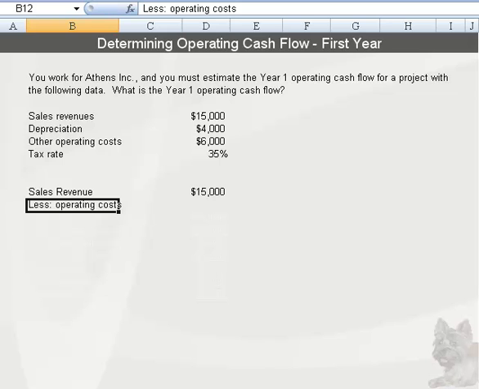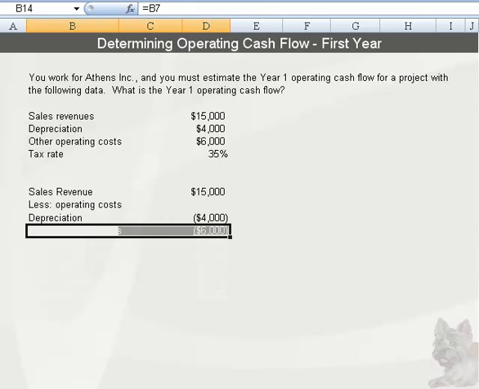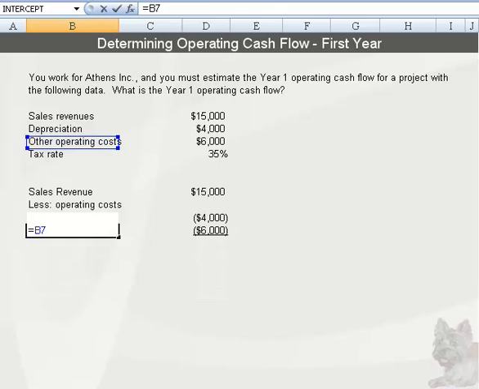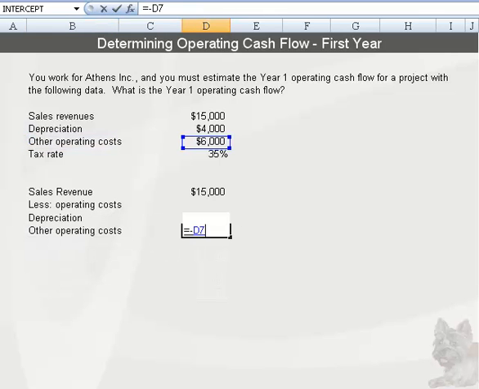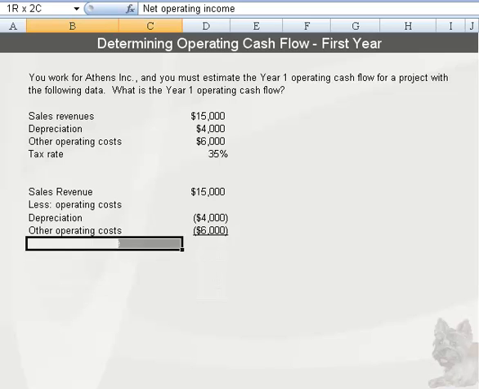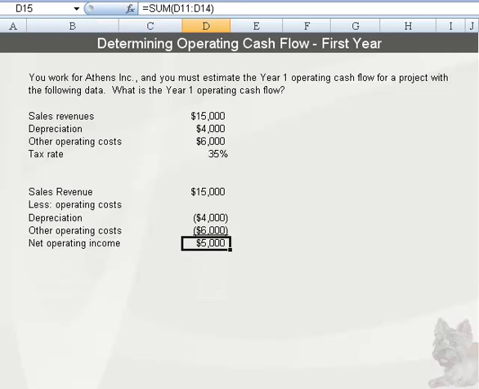Then we need to subtract out operating costs. And if we subtract out B6, we'll subtract out depreciation. That'll be worth $4,000. I'll slide the next line and illustrate that. Then we would back out other operating costs, right? $6,000, so I'm just subtracting from above. And from there we would generate net operating income, which is simply the sum of the positive and the negative numbers at this point.